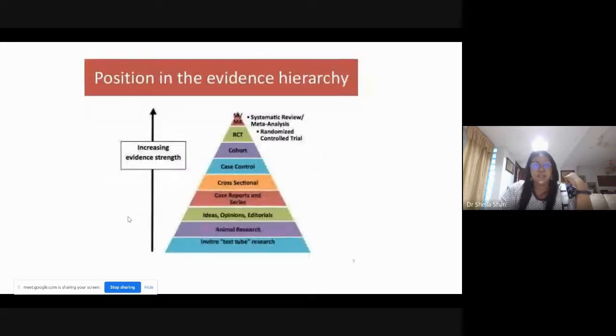So in a hierarchy, which one is the best? Here we cannot make a general statement about which is best. It depends on what you are studying. But cohort study and case control study are at a higher rank, and RCT, randomized clinical trial, is better, right? The ones at the bottom, the evidence is not so strong.